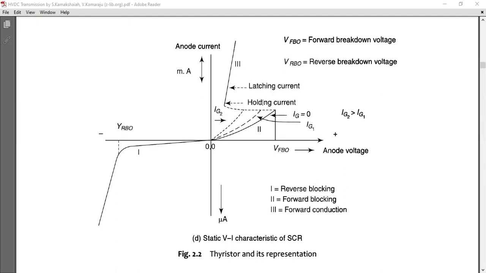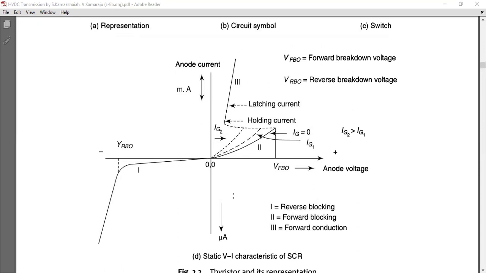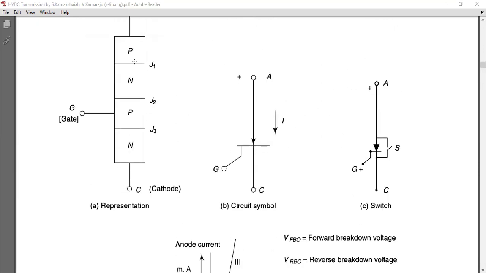It mainly has three modes of operation: reverse blocking mode, forward blocking mode, and forward conduction mode. Reverse blocking mode is mode 1, forward blocking mode is mode 2, and the third is forward conduction mode. The SCR is in the first mode when the cathode is positive with respect to the anode. In the reverse blocking mode, junctions J1 and J3 are reverse biased, and only junction J2 is forward biased.